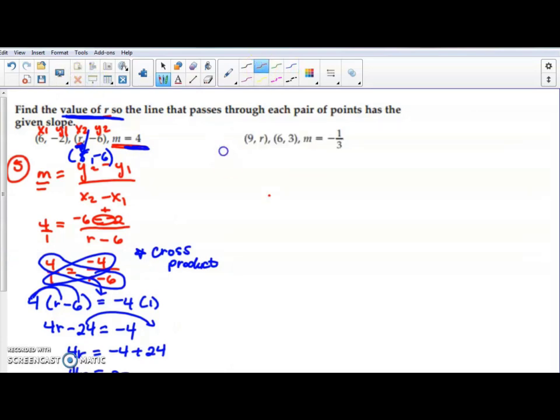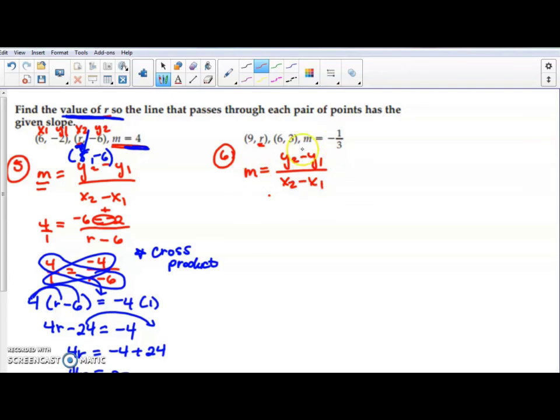So example 6, we have 9, r, and then we have 6, 3, and it gives us m equals negative 1/3. So it goes ahead and gives us our slope again, so we can find this missing value of that order pair. So, first things first, it gives me two order pairs and a slope, so I can use my slope formula. M equals y2 minus y1 over x2 minus x1.